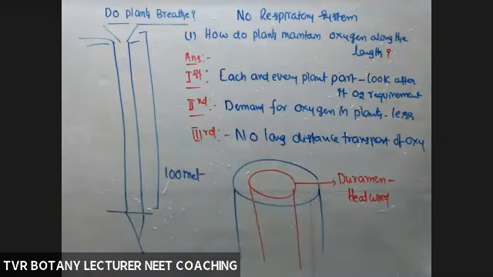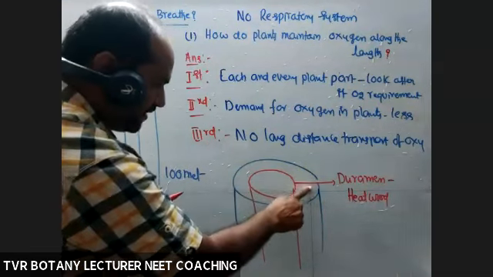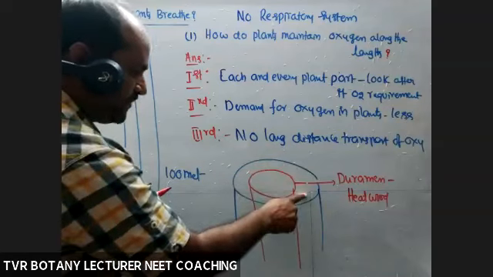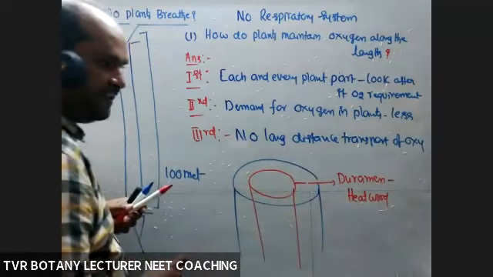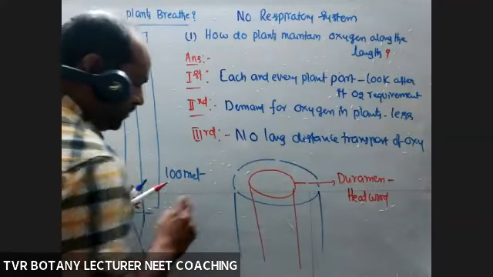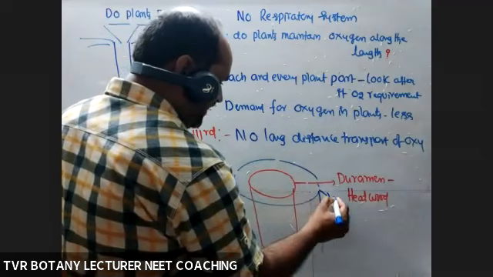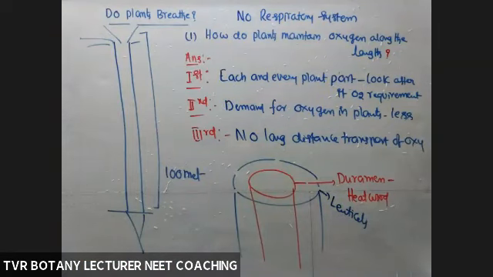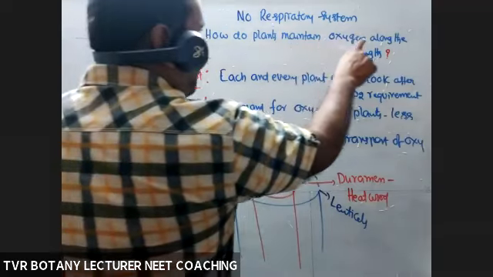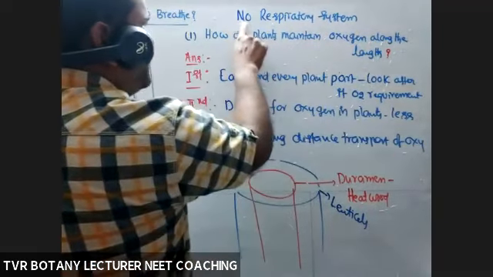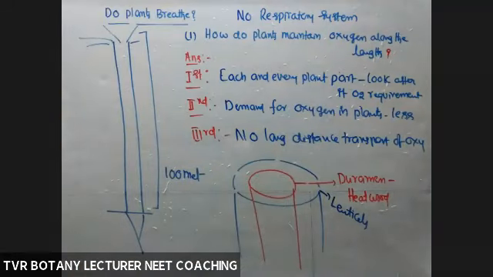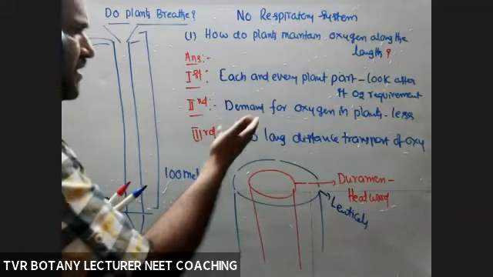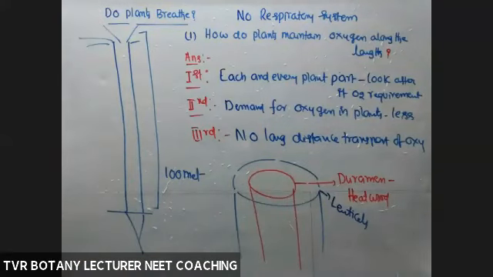Dead, right? For dead cells, oxygen is not required. Living cells are present at the peripheral region only, in the bark. That is the peripheral part, in contact with the environment. Moreover, here and there, lens-shaped openings are present. What are they? They are the lenticels. So that's why plants are able to maintain oxygen along their length, even though there is no respiratory system, because of these reasons. So, do plants breathe? Yes, breathing is present. But there is no long distance transport of oxygen because of all these things. So, that is about: do plants breathe?